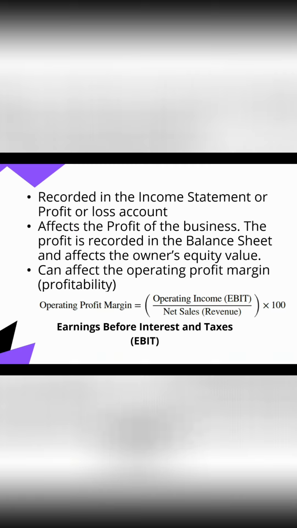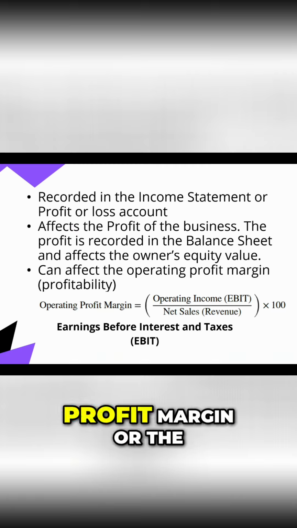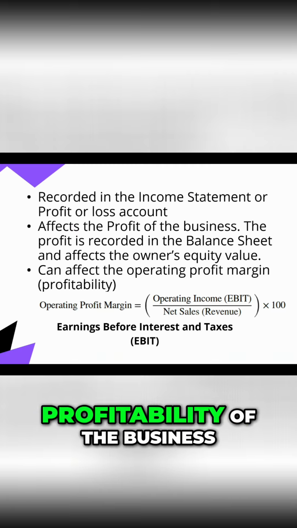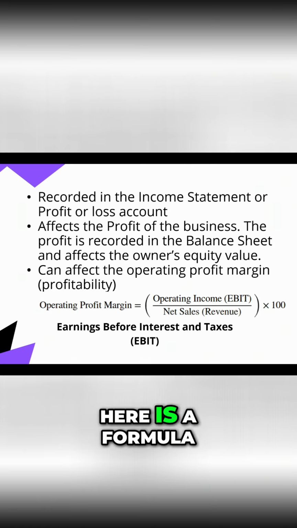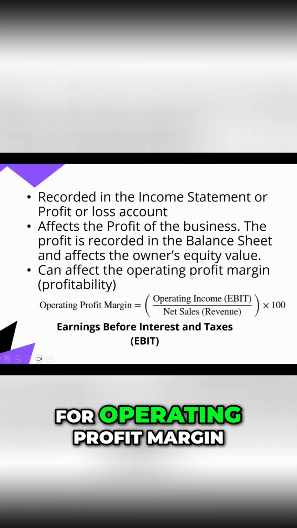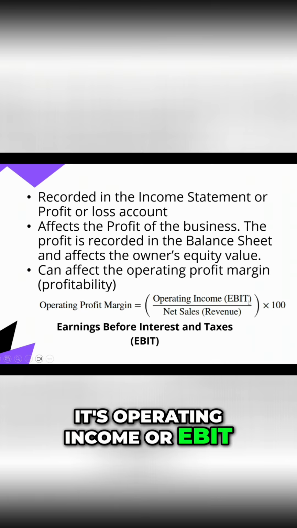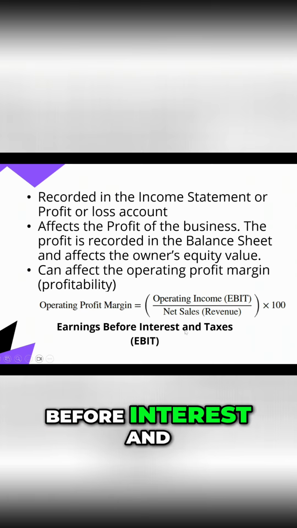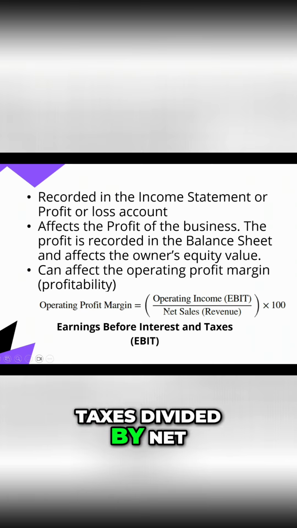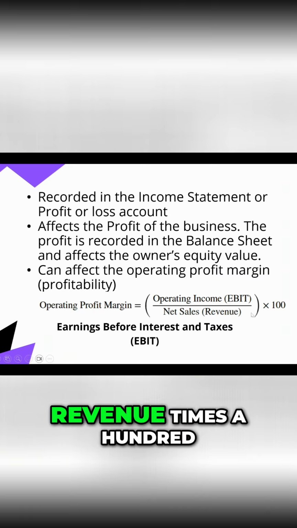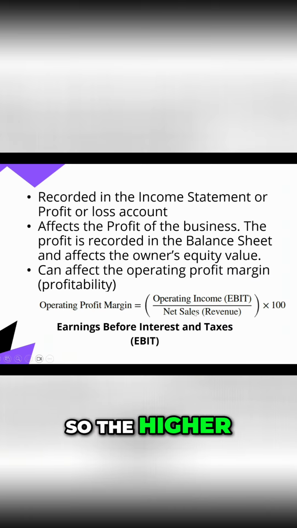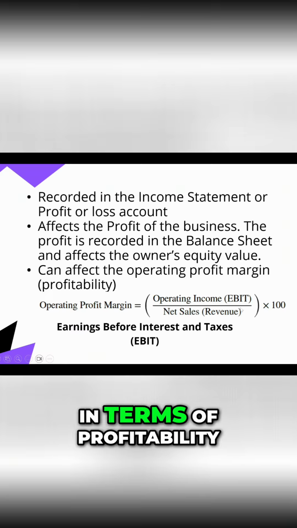Revenue expenditure can affect the operating profit margin, or the profitability of the business. Here is a formula for operating profit margin. It's operating income, or EBIT, which is earnings before interest and taxes, divided by net sales, or my revenue, times 100. So the higher the operating profit margin, the better the business is performing in terms of profitability.